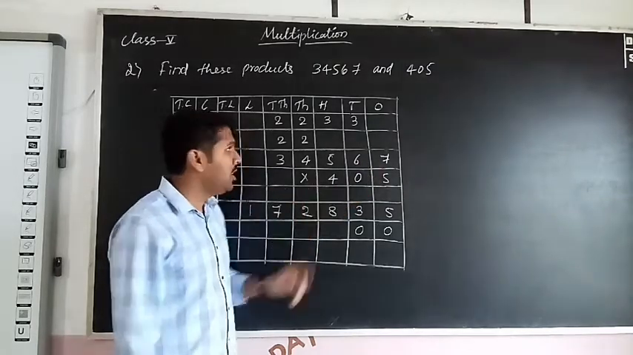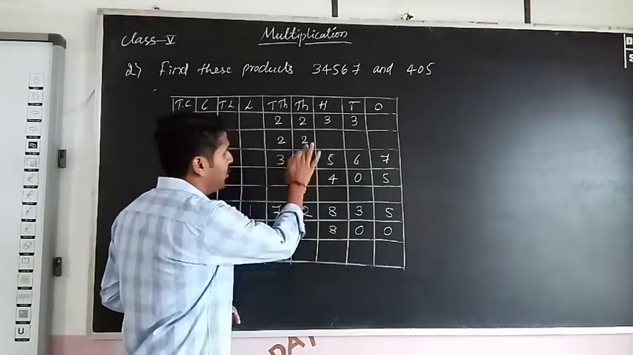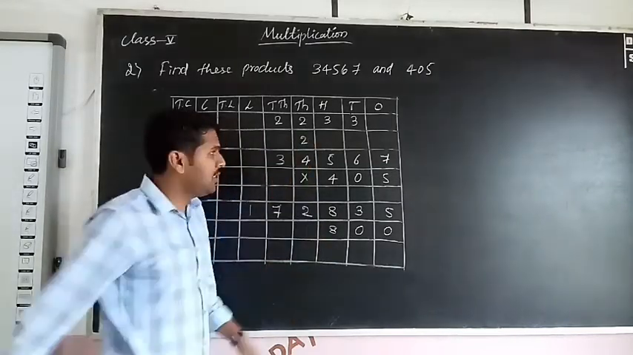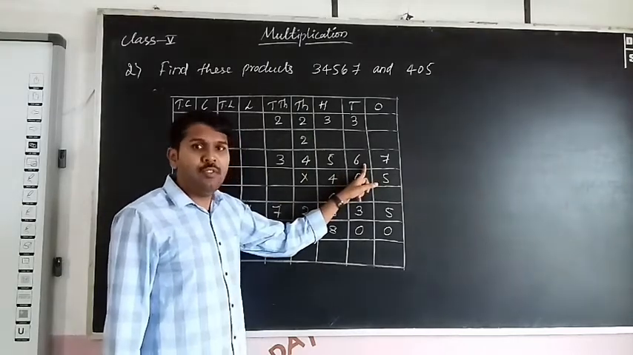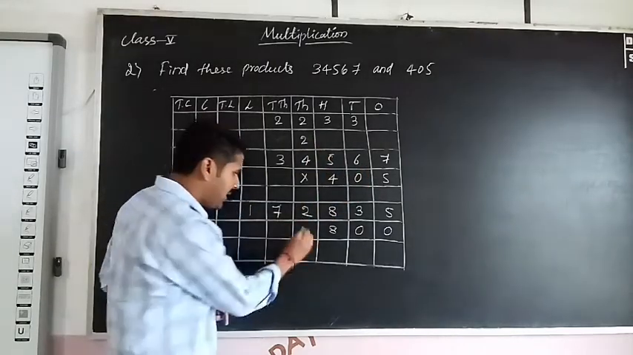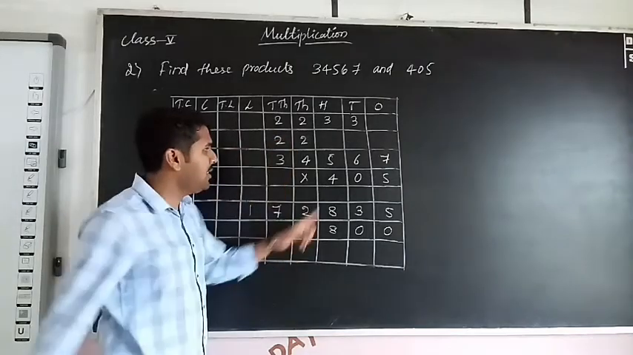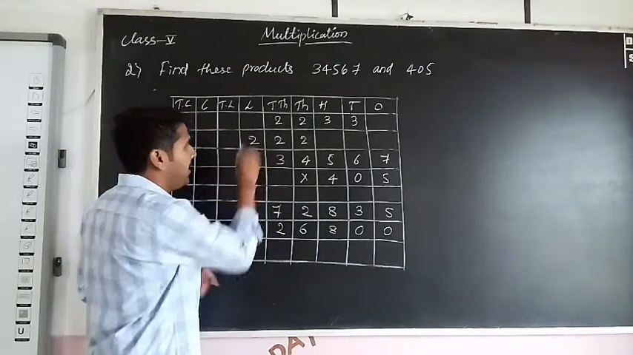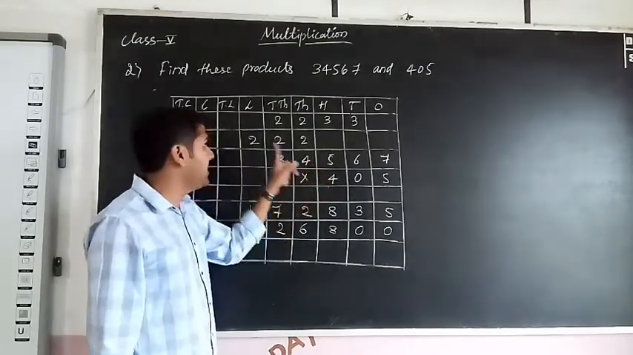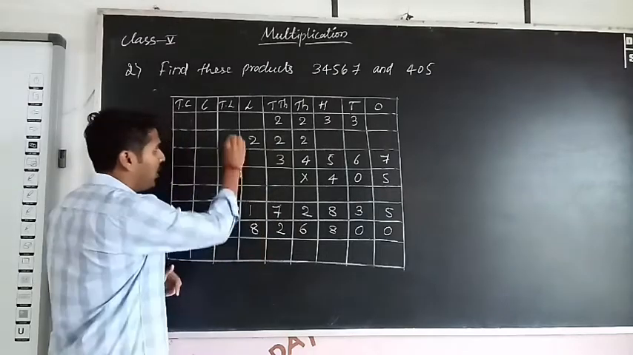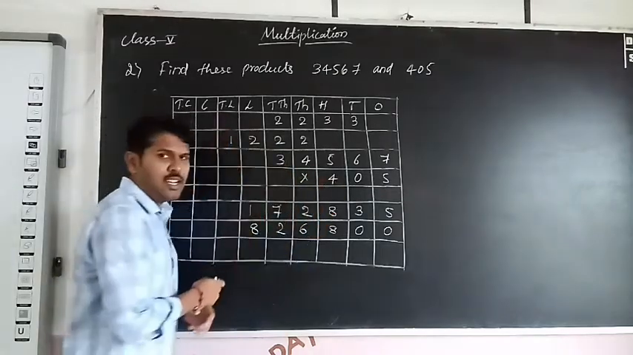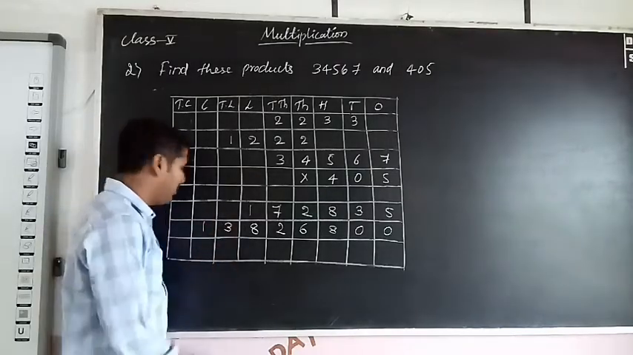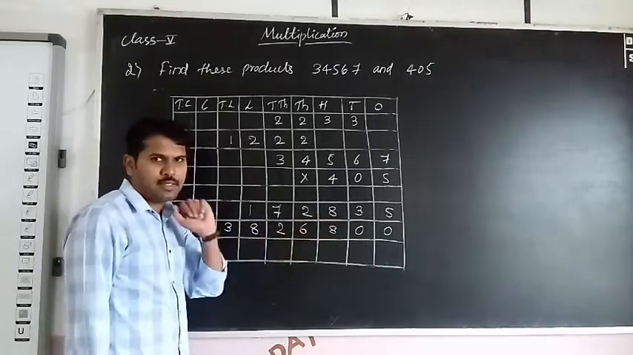4 7s are how much? 4 7s are 28. Next, 4 6s are 24 plus 2, 26. 2 carry. Next, 4 5s are 20, 20 plus 2, 22. Next, 4 4s are 16, 16 plus 2, 18. 1 carry. Next, 4 3s are 12, 12 plus 1, 13. So now add these two numbers.